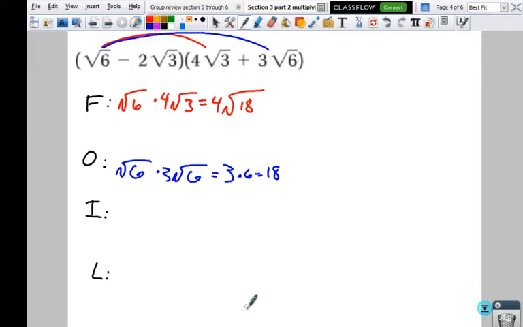Alright, Jake, what am I multiplying for the insides? -2 square root of 3 times 4 square root of 3. Okay? I do the outsides. -2 times 4 is -8. And the insides, if it's square root 3 and square root 3, that's really just 3, right?